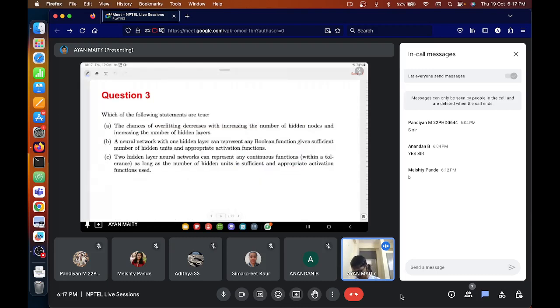Now this is the third question. Which of the following statements are true? There are three options. The chances of overfitting decreases with increasing the number of hidden nodes and increasing the number of hidden layers in a neural network. So this is talking about neural networks, obviously.